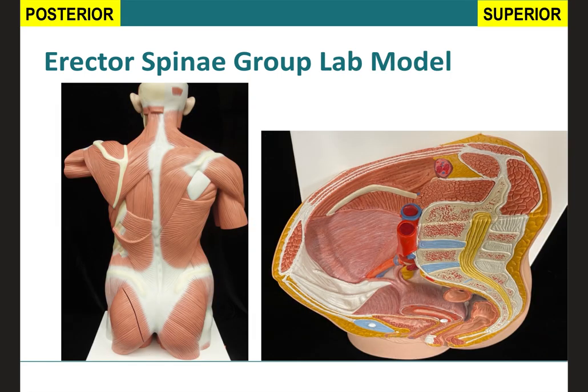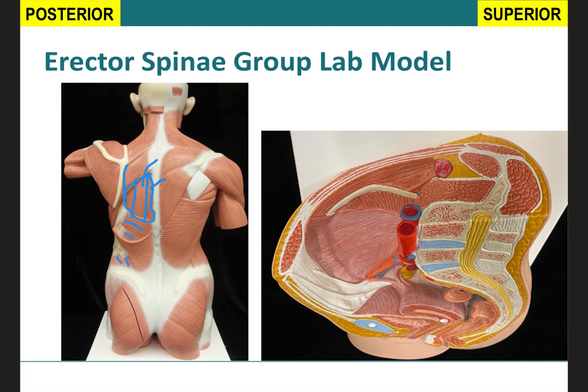Here for the lab models, the model on the left is going to be easy for you to recognize the erector spinae group and the serratus posterior. So right over here, this would be your erector spinae group. You can see how it's divided into three lines. This one would be the spinalis, the one in the middle, the longissimus, and the one that's more lateral would be the iliocostalis.